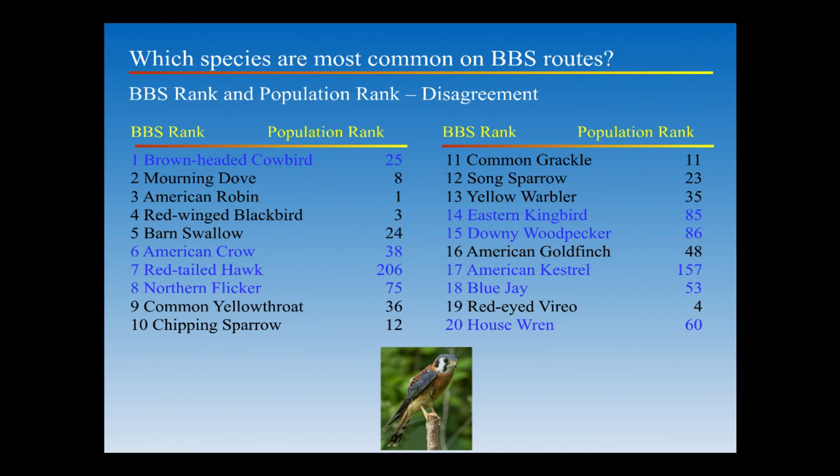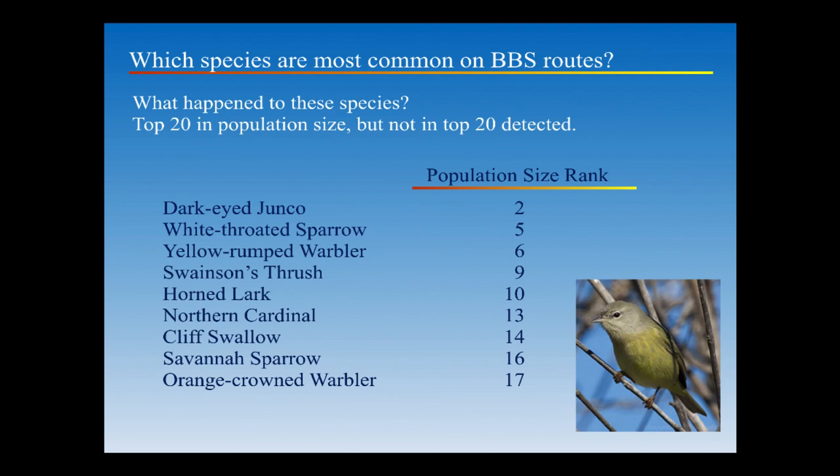All right, so we already sort of talked about this. Maybe let's see if there's some more points here. So here are species in the top 20 in the population, but not in the top 20 detected. Well, let's look at dark-eyed junco. That's interesting. Second most common bird, not even in the top 20 in detectability. Remember, this is the breeding season. Where are juncos in the breeding season? They're up in the forest, and there aren't as many routes. A lot of times the forests are heavy, and you can't carry the songs as much, so they're just not detected the way you might think.